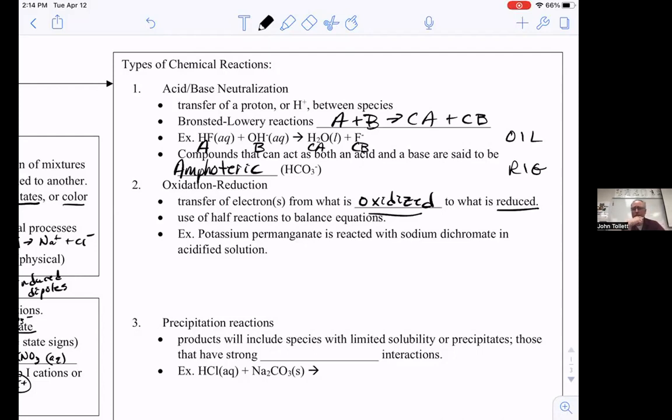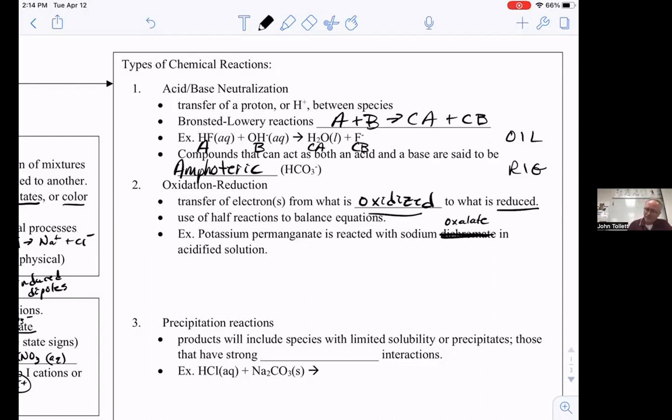We're going to use half reactions to balance these. That is the best method, I think, to balance redox equations. They can be balanced using an oxidation state method, which is shorter, but it doesn't encompass the acidity and basicity of the solution. So the half reaction method is far better. So here's an example. Let's change this dichromate to oxalate instead. It works better with the dichromate than the oxalate anyway.